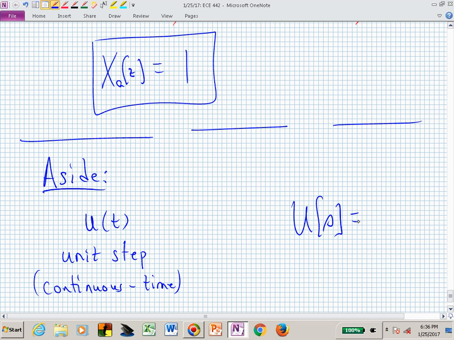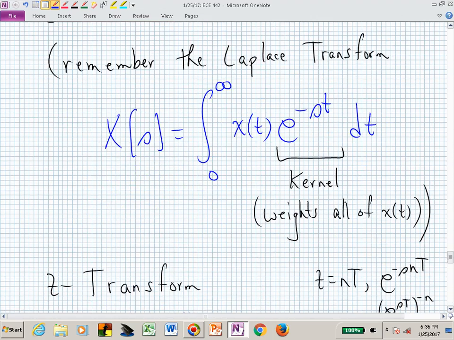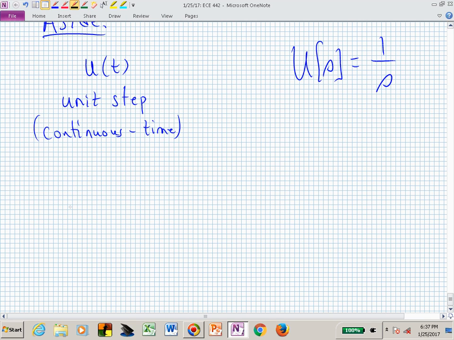What's the Laplace transform of a constant? If you plugged 1 in for x of t and integrated from 0 to infinity, what are you going to have? 1 over s. So the Laplace transform of a unit step is 1 over s. What's that look like pictorially? In the time domain, there's time, and here's u of t. There's our unit step.